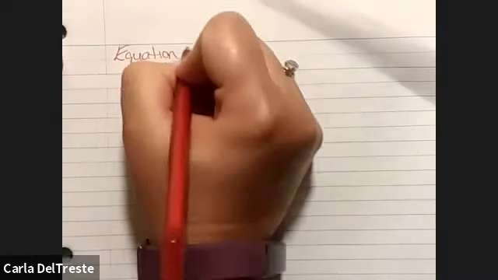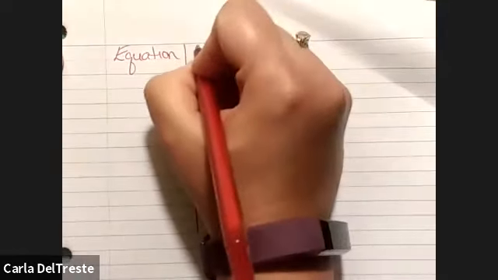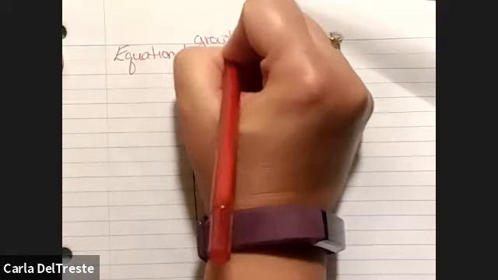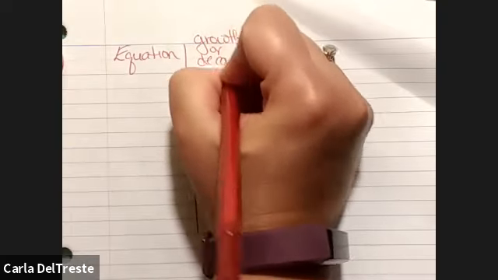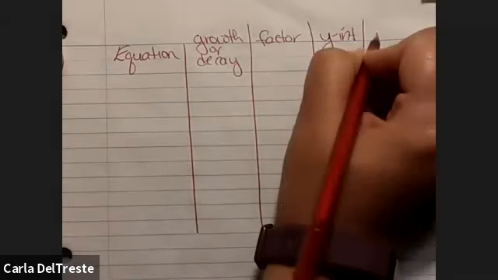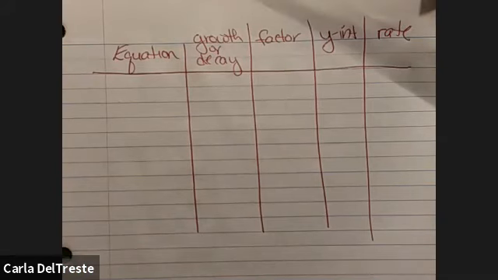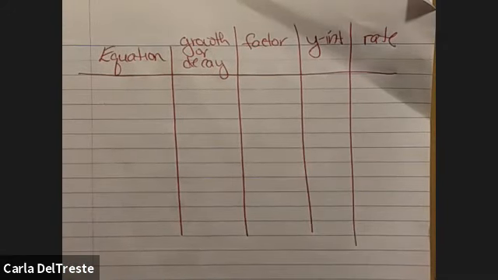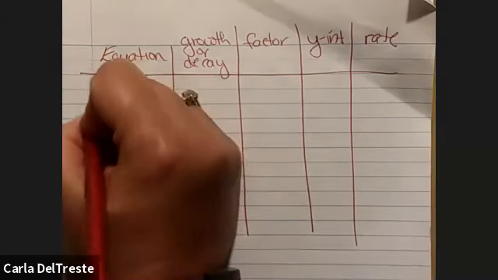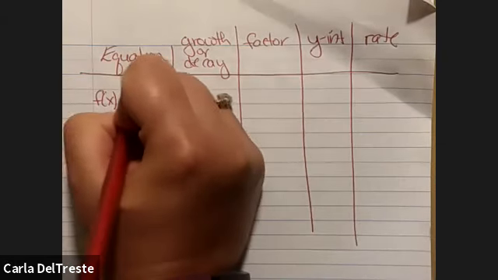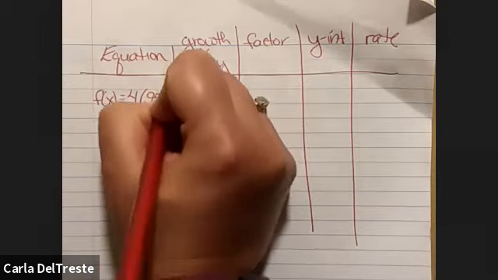So we're going to start with an equation. From that equation, I want to know if it's growth or decay. Then we want to identify the factor. We want to identify the y-intercept, and we want to identify or calculate the rate. That's the information I'd like to extract. So let's start out with f of x equals 4 times 0.95 to the x.